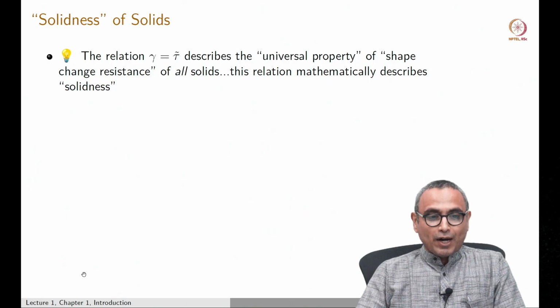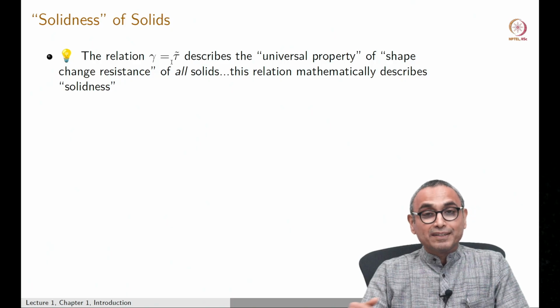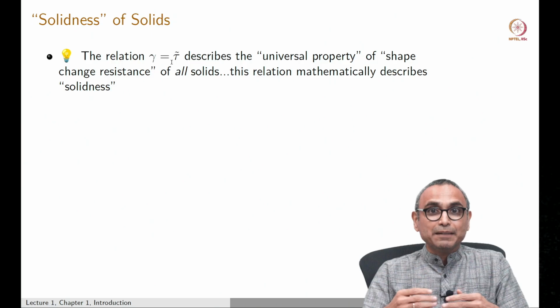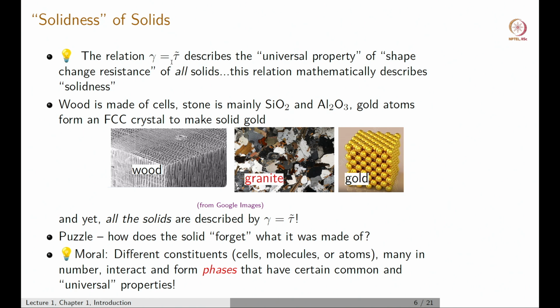Okay, so I will just go through this again. The relationship gamma equal to tau tilde now describes the universal property that describes the resistance to shape change experienced by all solids, and this describes the solidness. But now if you think about this, you will see that this gives a different kind of puzzle, a more conceptually interesting puzzle. So now let us look at what wood is made of.